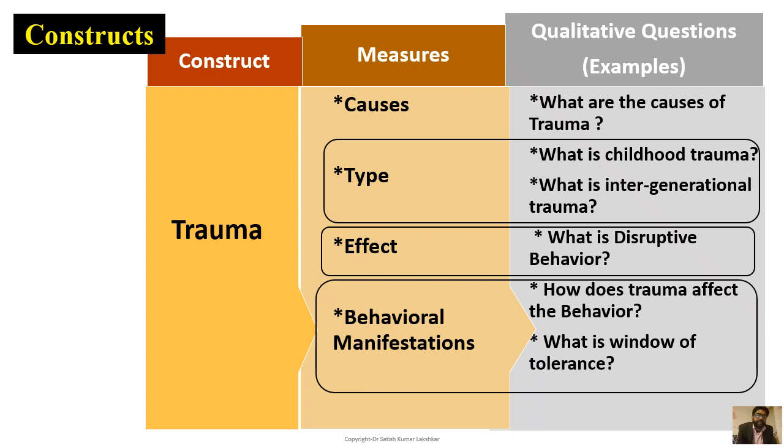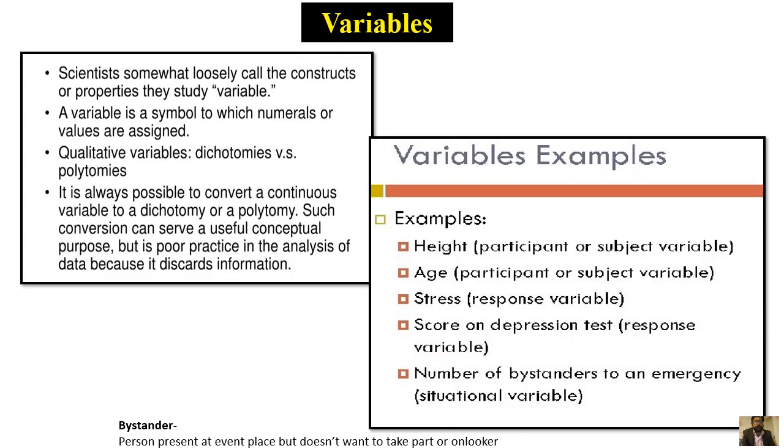So in this case, the construct is trauma, and we are trying to study with different variables or factors how we will measure this construct. A construct is always measured with the help of variables. Now some more examples of variables: height or age, stress, score on a depression test, number of bystanders to an emergency. So there are different possibilities and different cases related to the variable.